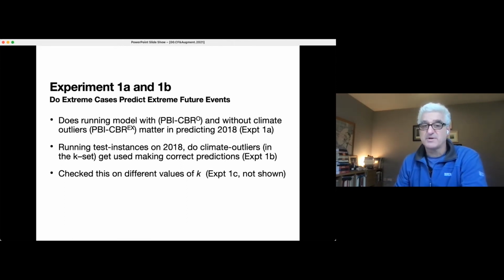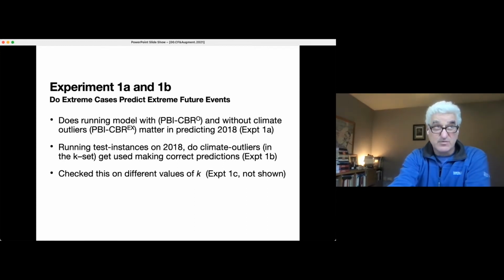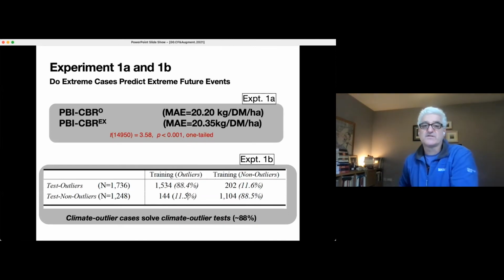The second experiment, which I'm going to briefly show you here, is that we did a number of tests to see which outliers were being used to explain which target situations. So in other words, we wanted to see whether, when you encounter a climate outlier like 2018, the model is using historical outliers to deal with that. And that was, again, a test to see whether these particular cases or instances tended to be used. And these are the results of those two experiments.